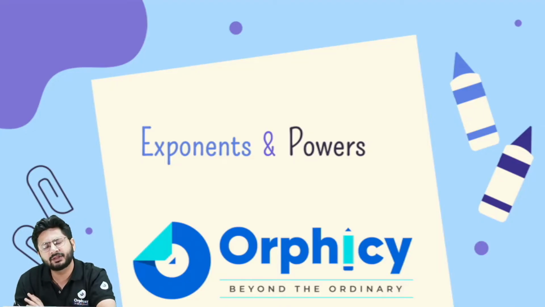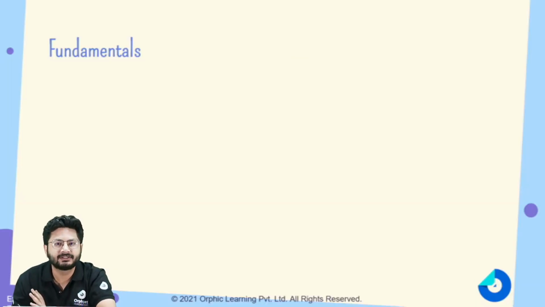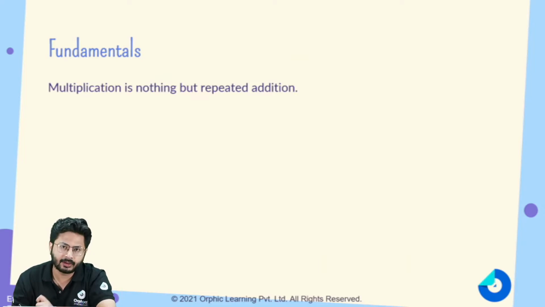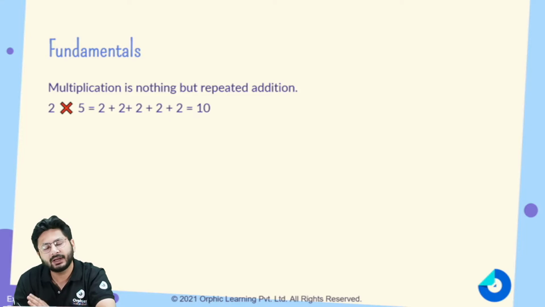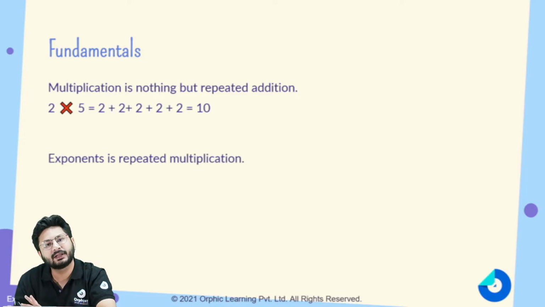So let's start with the fundamentals of exponents and powers, or the pure basics of the same. If we talk about multiplication, it is nothing but repeated addition, right? If I want to add 2 to itself 5 times, I can do it this way: 2 into 5, or I can write it as 2 plus 2 plus 2 plus 2 plus 2. So multiplication is nothing but repeated addition. Similarly, exponents are nothing but repeated multiplication.